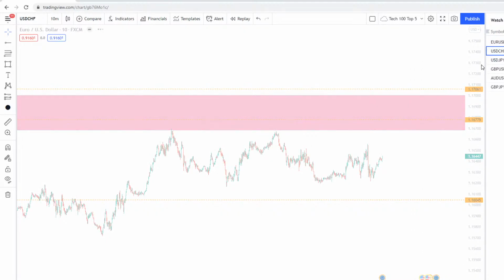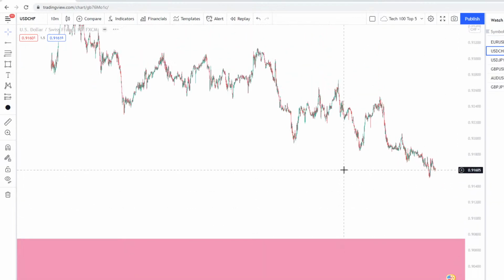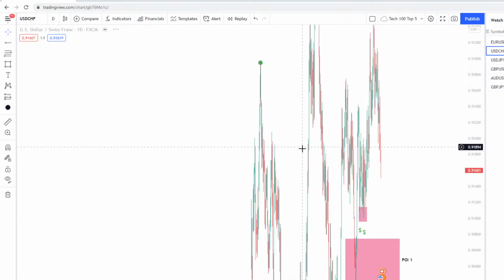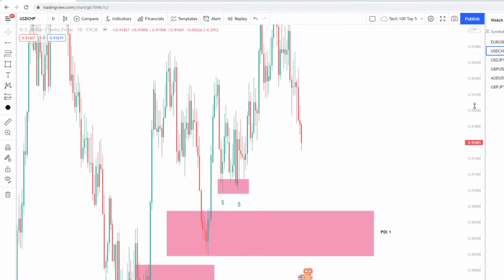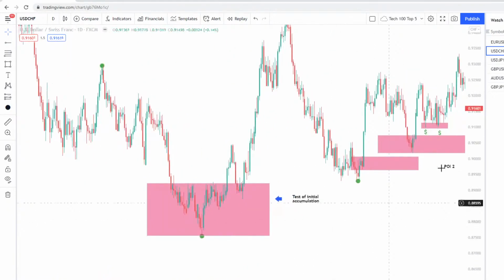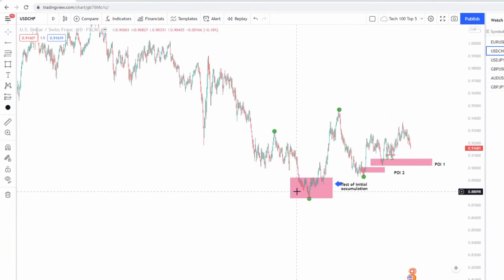Okay, let's go over to USD Chef. I did look at USD Chef, however, there's nothing at the moment that interests me. If we look at the daily time frame, this is where things get interesting. We have our initial accumulation taking place here. Right, so we had an accumulation.